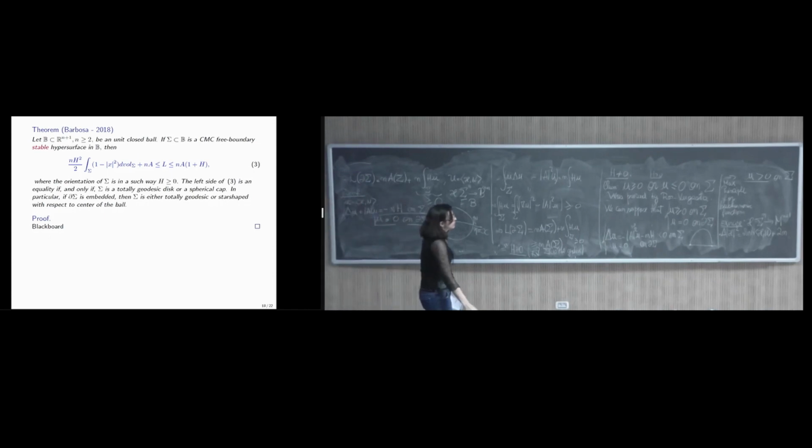My claim is that the function u is given by the mean curvature and this expression. If I prove that, of course, you have the result, right? I finished the proof, right? So let's move on. How do you prove that?